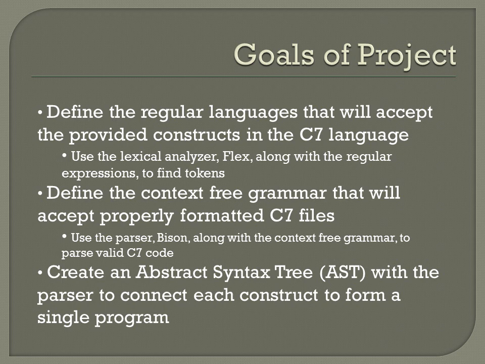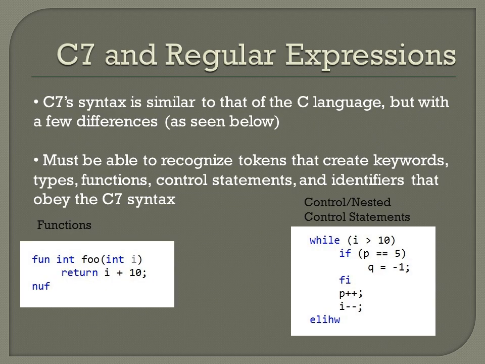The second one is to define the context-free grammars that will accept properly formatted C7 files. We will use the parser Bison for this purpose. And lastly, we will create an abstract syntax tree with the parser to connect each construct to form a single program. There are some similarities between the syntax of C7 and the C language, but there are also some differences.